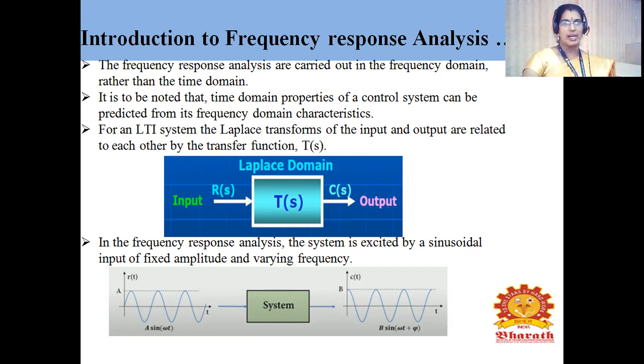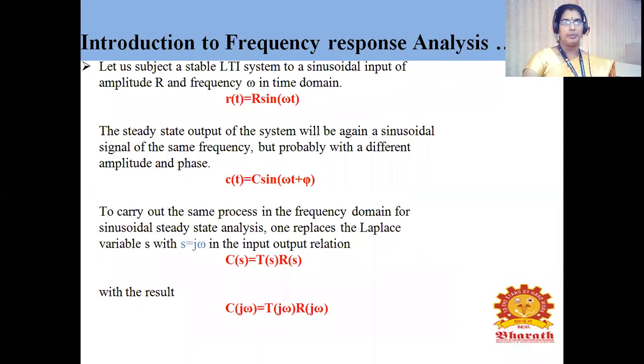Here, in frequency response analysis, the system is excited by a sinusoidal input of fixed amplitude and varying frequency. You can see in the given diagram, the input signal is a sinusoidal signal, r(t), varying with respect to t, and the amplitude is fixed and frequency is varying depending upon the time. The input signal is represented as A sin(omega t), and the output signal, the amplitude is different and the phase angle is different. So B sin(omega t plus phi). This is the representation of input and output in frequency domain for a sinusoidal signal.